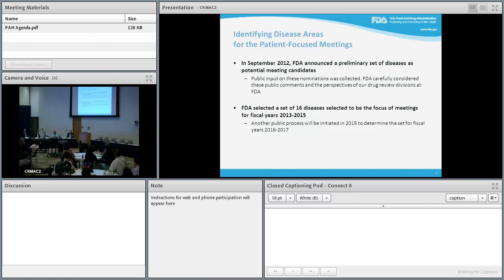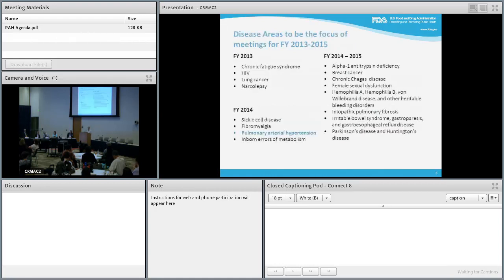About their comments on those diseases, which ones the public thought we should choose. We selected a set of 16 diseases that we're covering in the first 3 years of this 5-year period, so 2013 to 15. And we'll go through a process again in 2015 to identify additional disease areas that we'll focus on in these kinds of meetings in 2016 and 2017. And here's the set of diseases that we've identified so far.